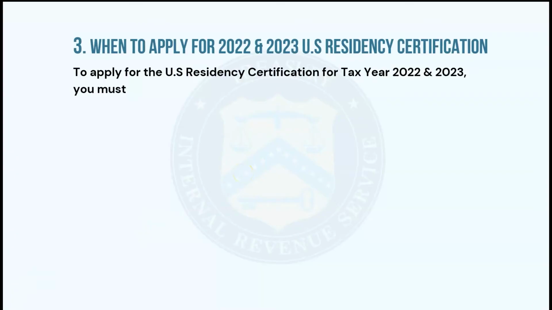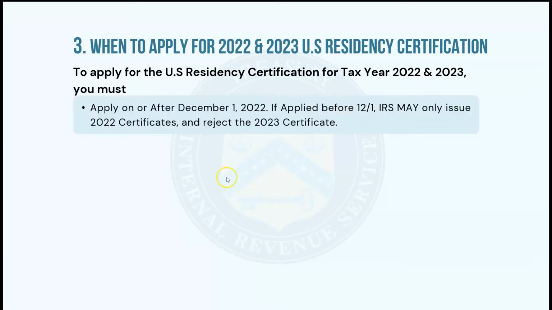Let's look at when to apply for 2022 and 2023 U.S. Residency Certification using the same Form 8802. Now, to apply for the certification for both tax years, you must apply on or after December 1, 2022. So if you applied before December 1, 2022, IRS may only issue the 2022 certificate and will reject your 2023 certificate. So 2022 may not be a problem if you're applying before December 1.